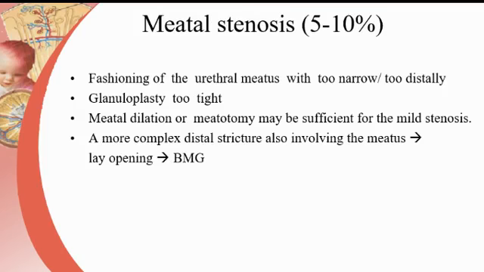Meatal stenosis is particularly because you have taken the incision too far distally, like what I told you, beyond point B towards point A. So you want to make a meatus more and more distal, and you end up having a meatal stenosis. Or if the glansplasty is too tight, the glans is not wide enough, you may end up having a meatal stenosis, like a flat glans or a poor urethral groove. You may have to do a meatal dilatation, or a meatotomy may be sufficient in some cases. In more complex cases where there is a distal stricture also involving the meatus and the distal urethra, you have to lay open the entire thing and put a buccal mucosa graft and then come back another day.